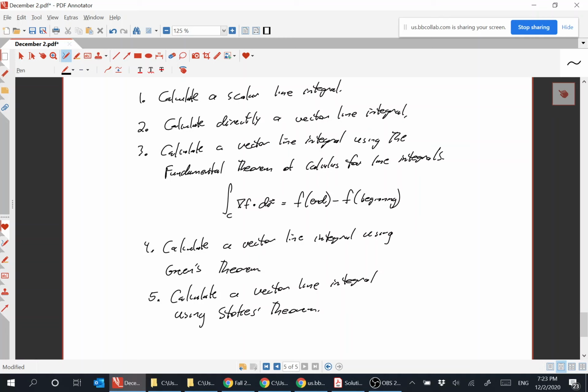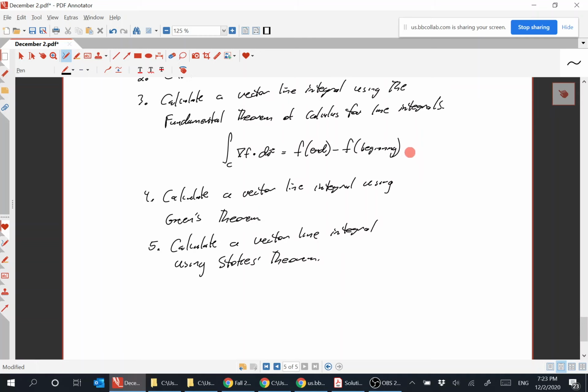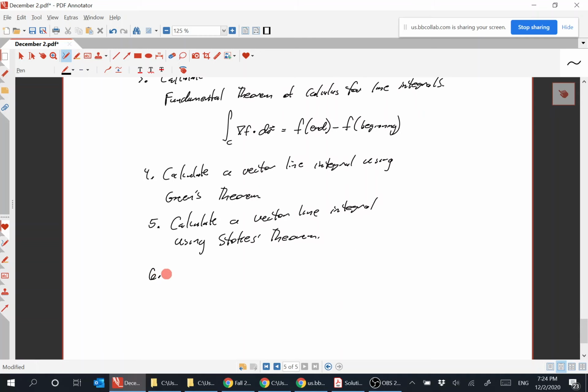So that's all for line integrals. We're definitely going to have number 1, with no vector fields involved, and these are all vector field line integrals. 6, calculate a scalar surface integral. 7, calculate a vector flux.